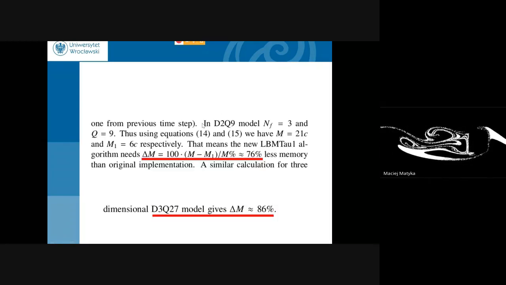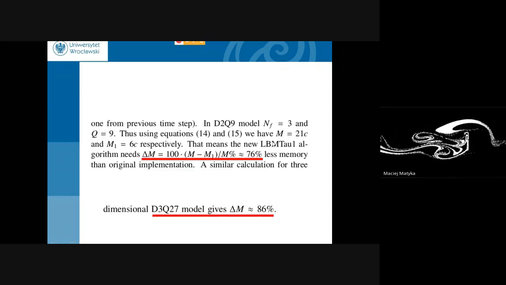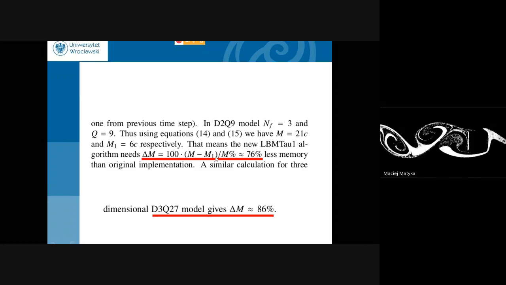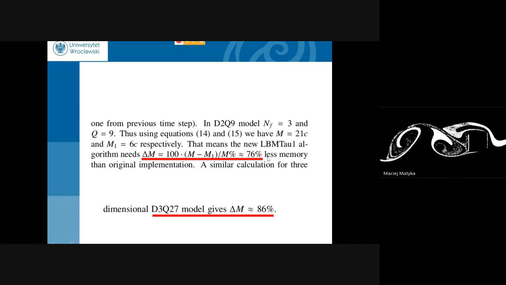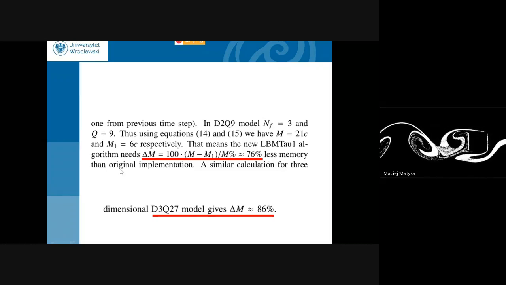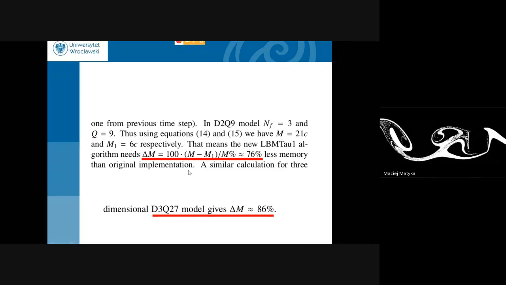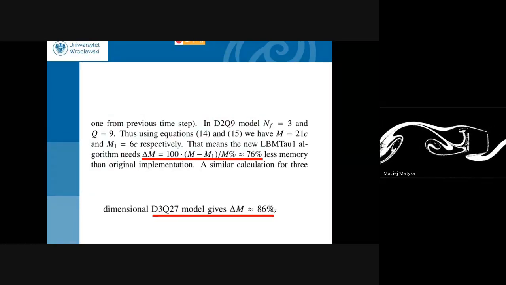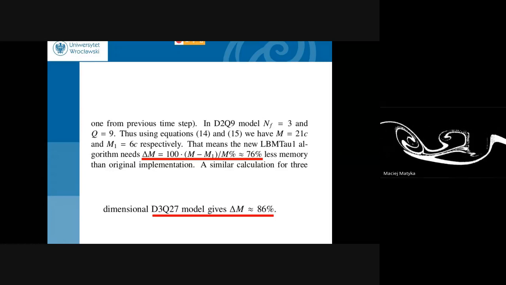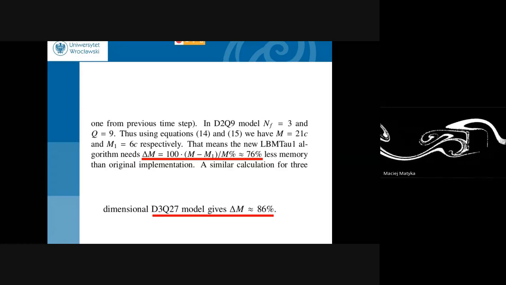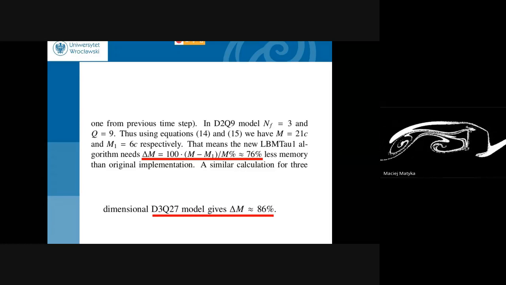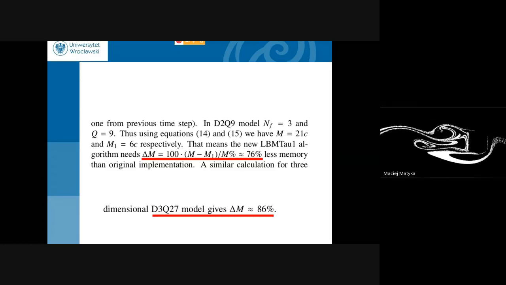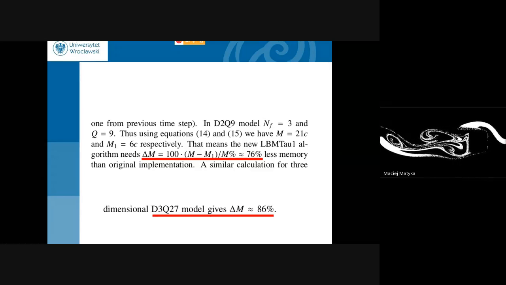Now, if this is true, then we have this memory drop, which we estimated to be almost 76% compared to the standard LBM implementation in 2D, and in 3D, in the D3Q19 model, it gives almost 86%. So you may imagine that large systems with low Reynolds number flow may be calculated much larger on a given machine using this simple fix.